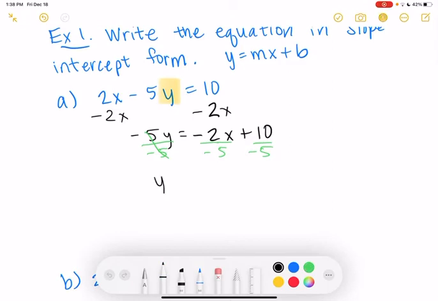Okay, so I have y equals, so negative 2 over negative 5 is just a positive 2/5 x. I know it looks like that x is up top, and mathematically it would be correct. But as far as being in slope-intercept form, when we graph, it's nice to see that slope out by itself separated from the x. Okay, so the m is your slope. We want that out front. And then a 10 over negative 5 would be a minus 2. And that's it.